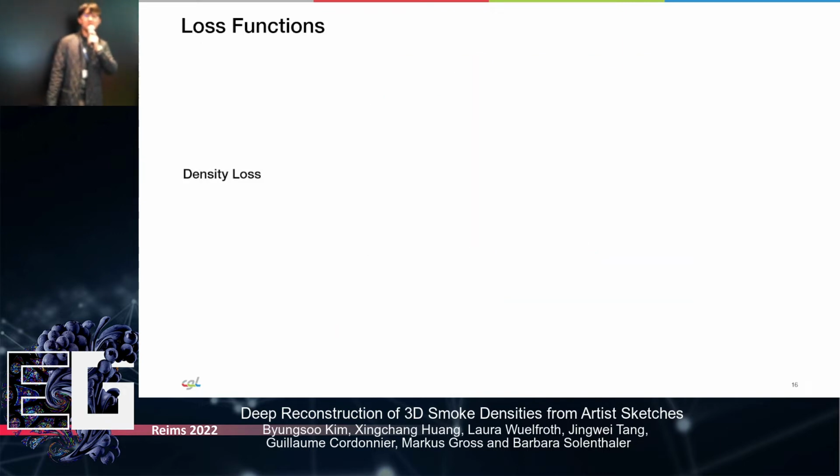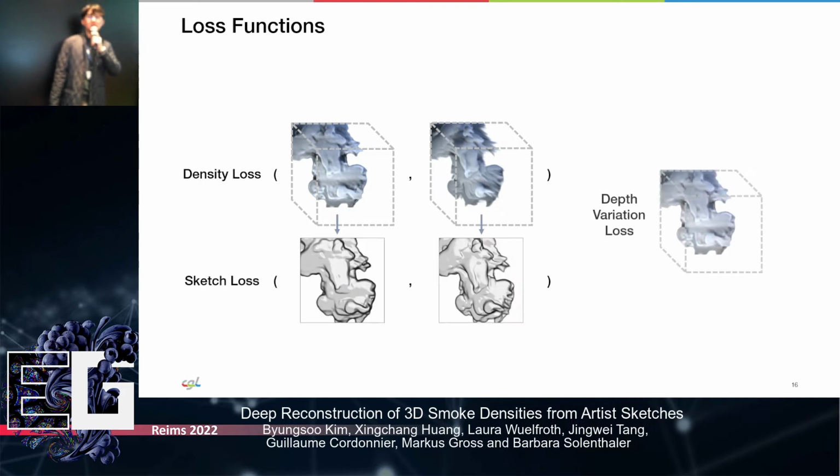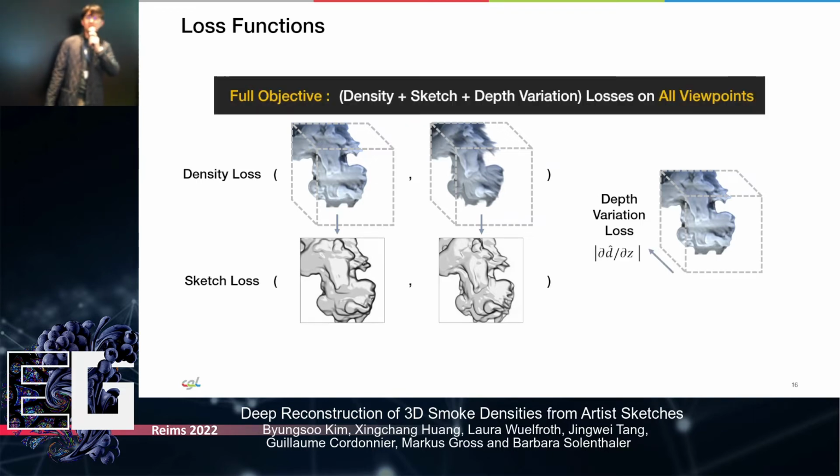Now let's move on to our loss functions. In each pass, we calculate view-dependent losses. First, the density loss compares the reconstructed volume with the ground truth, and the sketch loss compares their corresponding sketch representations. And the depth variation loss is additionally designed to suppress the depth ambiguity from the sketch loss. Lastly, our full objective is defined to preserve reconstructions of all input viewpoints.